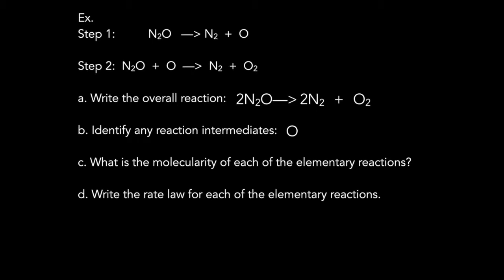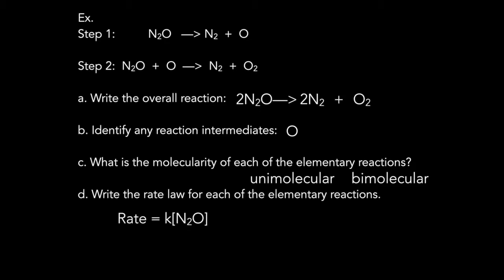The molecularity is going to be unimolecular for step 1, bimolecular for step 2. And then finally, the rate law, I'm just going to use the stoichiometry. So for step 1, the rate equals my rate constant K times the concentration of N2O. For step 2, my rate would be my rate constant times the concentration of dinitrogen monoxide times the concentration of oxygen. Now, the fact that oxygen is an intermediate is going to become an issue, and we'll look at that in the next lesson.